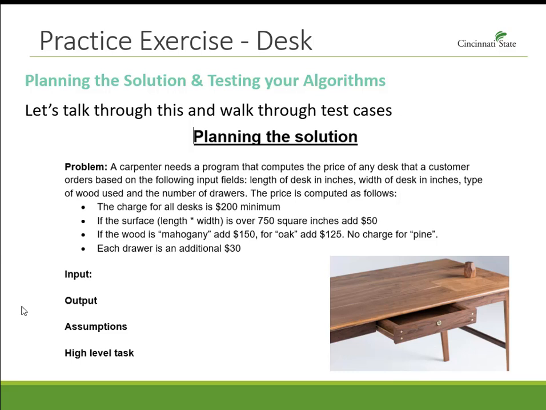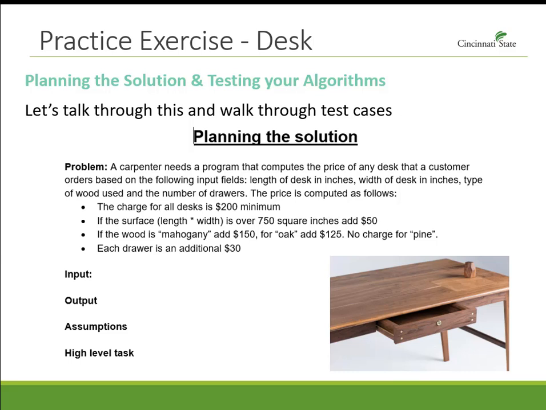And we will calculate the price as follows. Your default for any desk is a $200 minimum. If the surface, which is the length times the width, exceeds 750 square inches, you add an additional $50. If the wood type is mahogany, add $150. If the wood type is oak, add $125. No additional charge for wood type of pine. Each drawer is an additional $30.